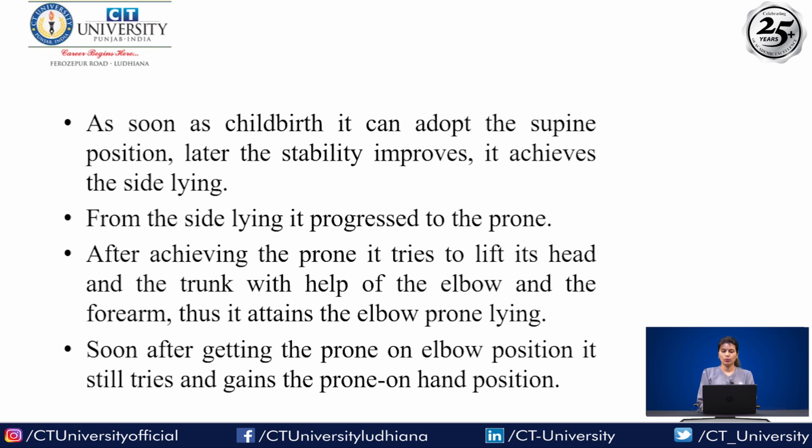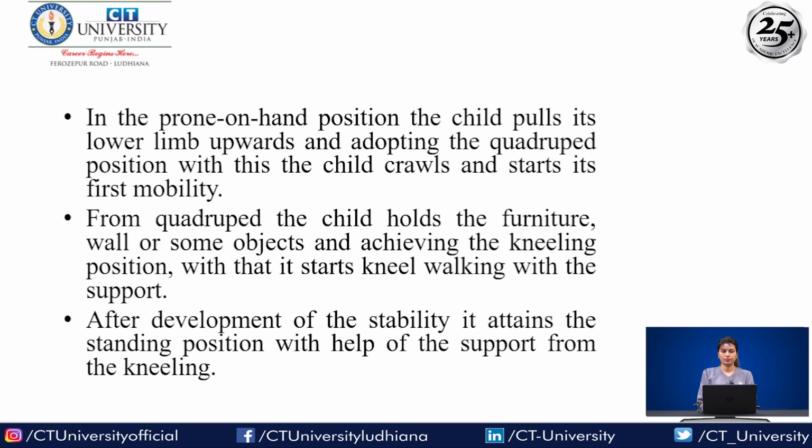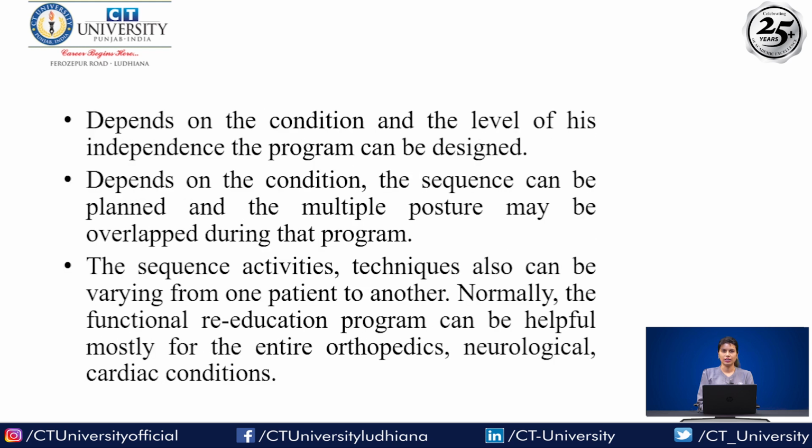Soon after getting prone on elbow position, it still tries and gains the prone on hand position. In the prone on hand position, the child pulls its lower limbs upwards and adopts the quadruped position. With this, the child crawls and starts its first mobility. Then from the quadruped, the child holds the furniture, wall or some objects and achieves the kneeling position. With it, it starts kneel walking with support. After development of stability, it attains the standing position with the help of support from the kneeling.